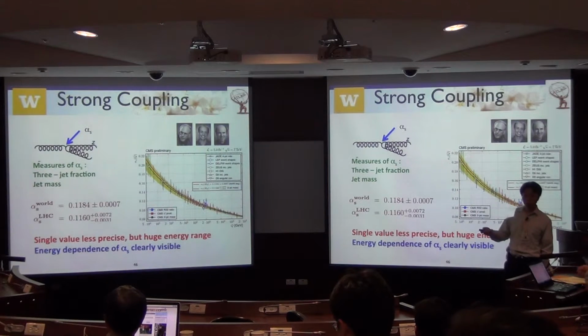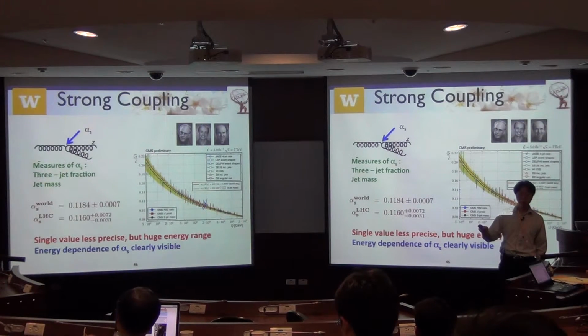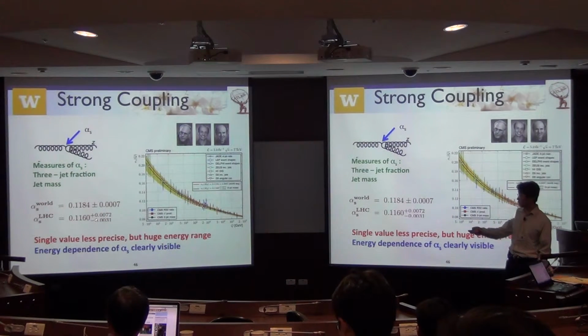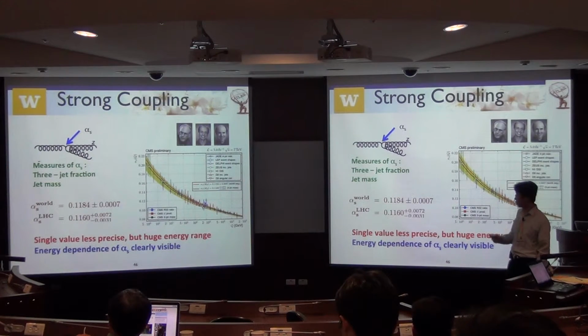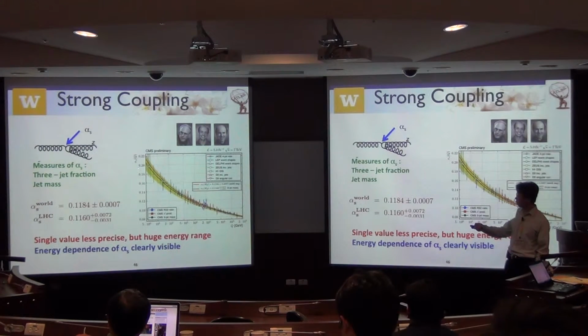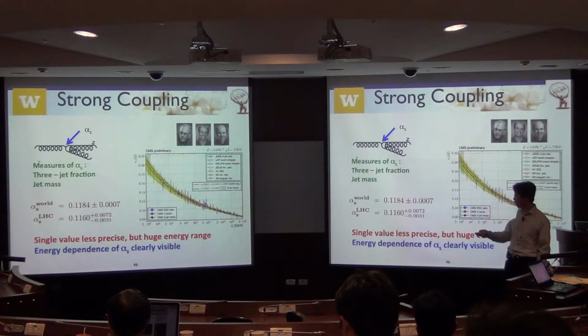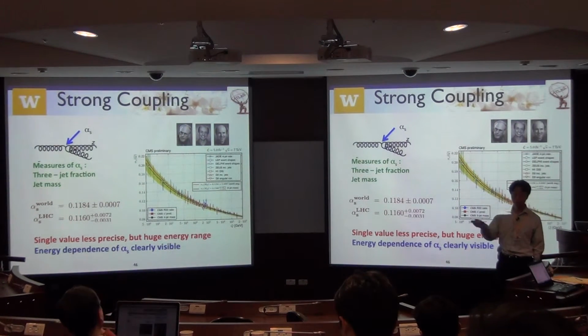So for QCD, you can also understand the strong coupling constant. What the LHC can do is that if we just look at a single measurement of alpha S, the uncertainty could not really compare to the world average. However, what is unique for the LHC is that we can measure the alpha S running coupling to a very high Q, which low energy physics cannot do.